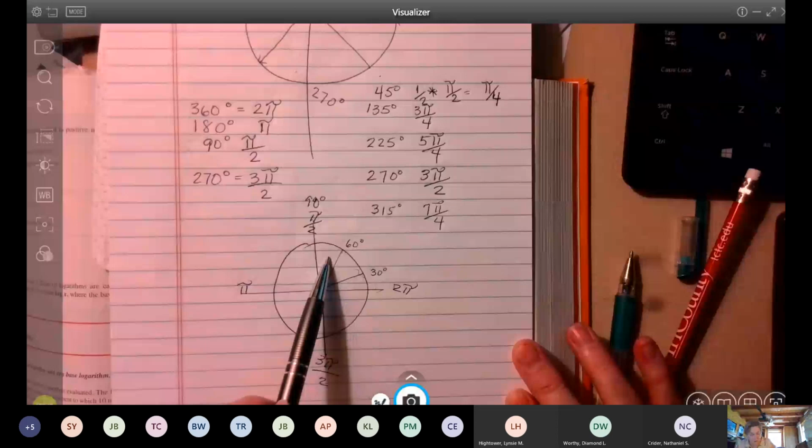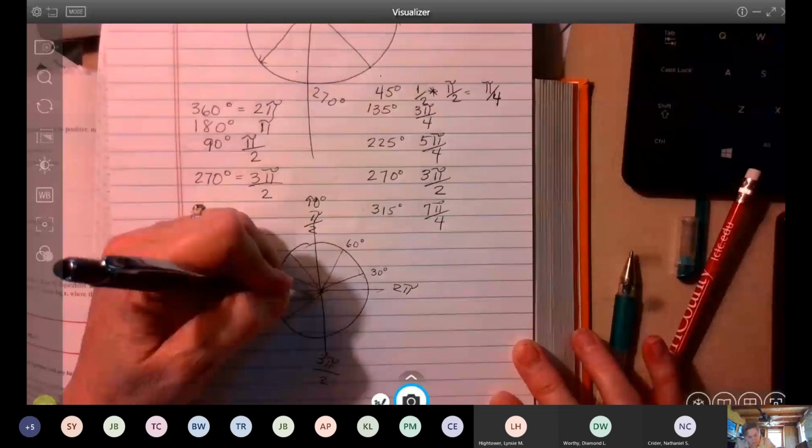I have a protractor in my bag, people, but I don't like to use it.